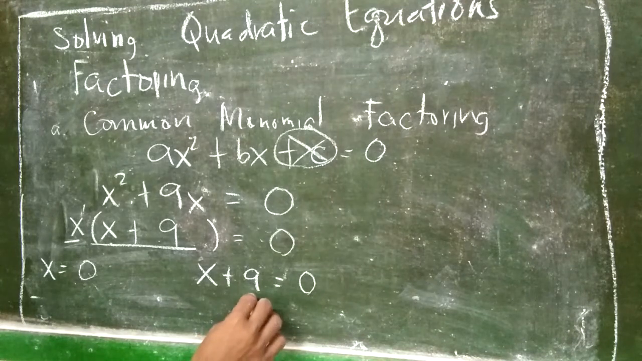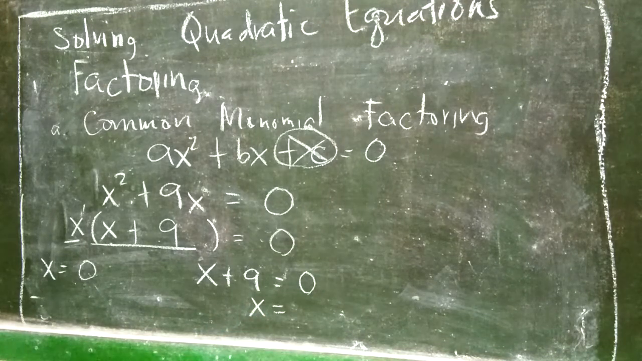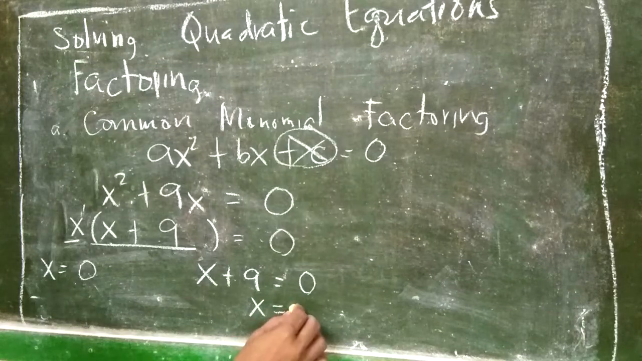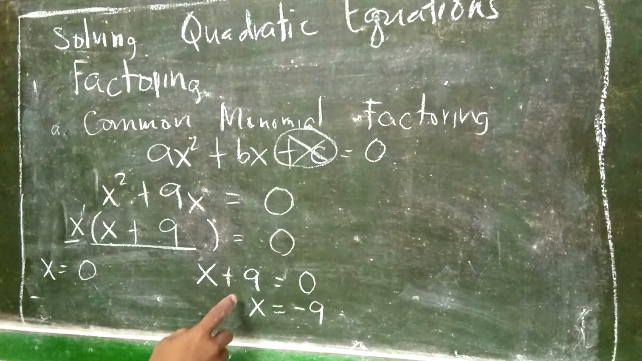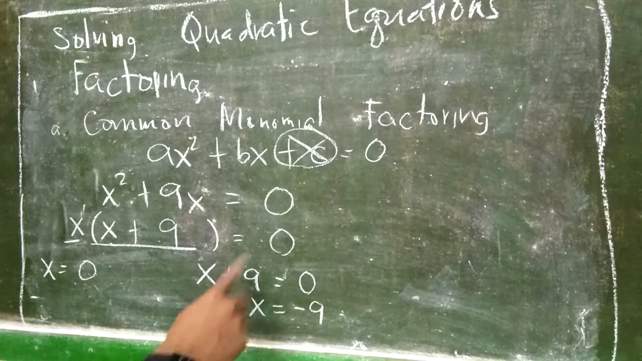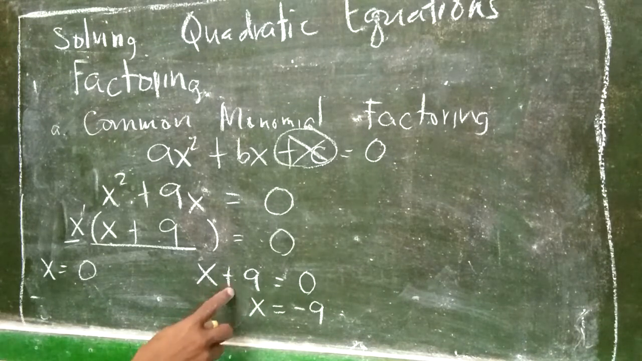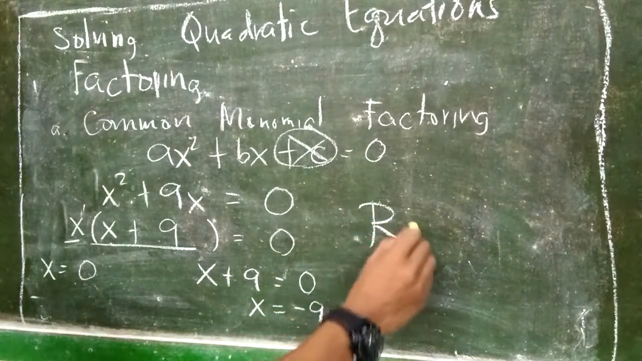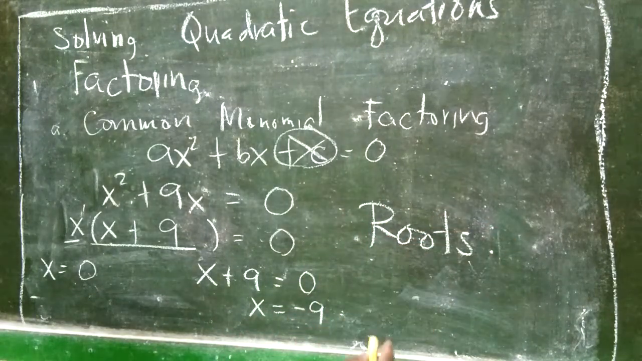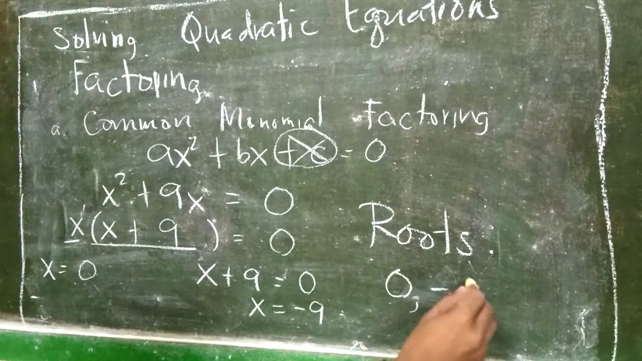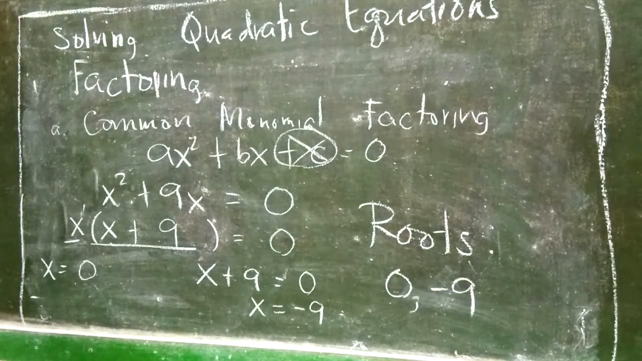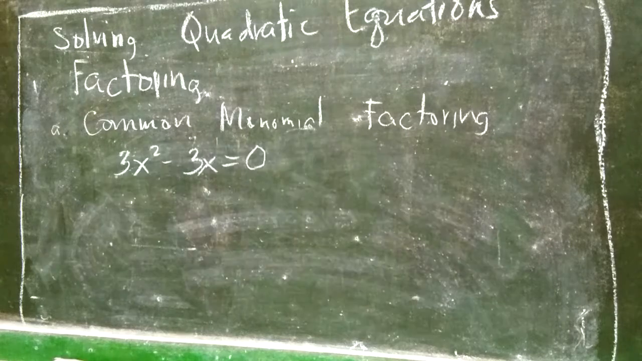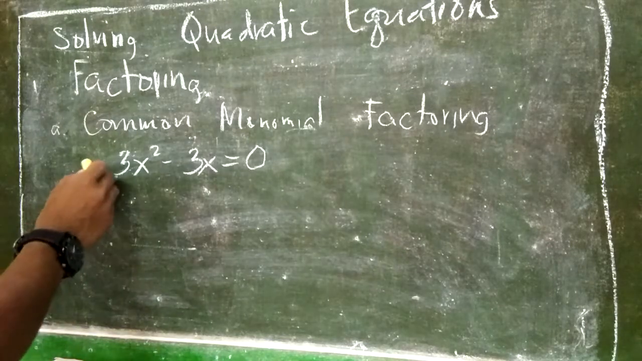Let's isolate x. So x is equal to, okay, so negative 9. Paano nakuha yung 9? Let's transpose positive 9 to the right side of the equation. Siyempre, mapapalitan yung sign from positive magiging negative. Therefore, yung roots natin ay 0, negative 9. So that is how you're gonna find the values of x. Okay, let's consider this second example.